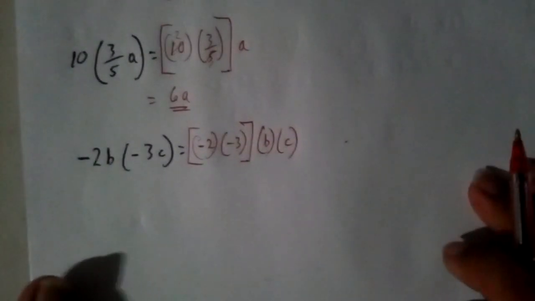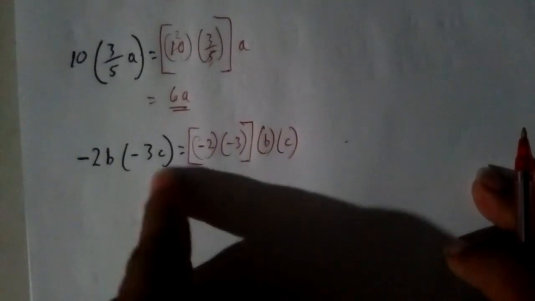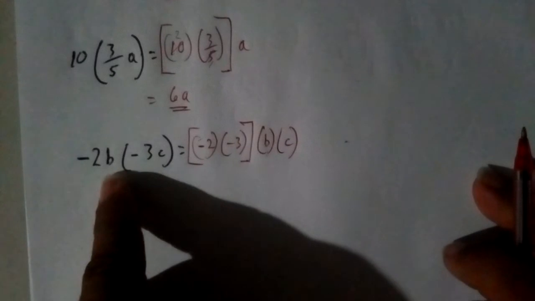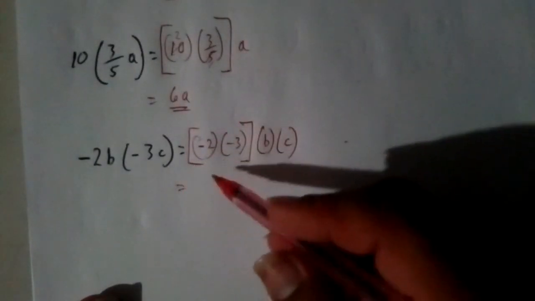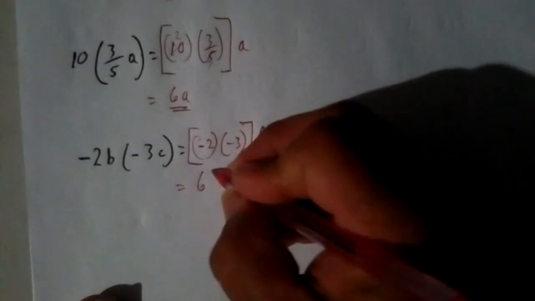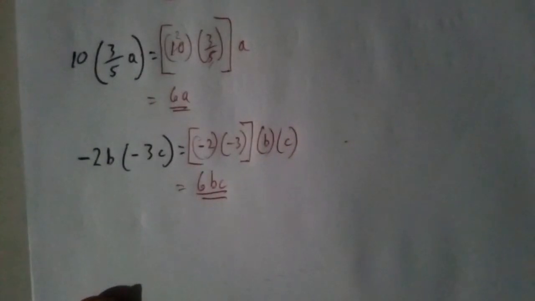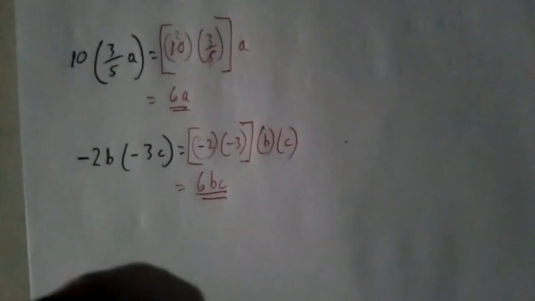Notice that I did not bring the negative sign with the b or the c. Why? Because it is the coefficient that holds that negative sign in these particular terms here. So now we proceed and we say negative 2 times negative 3, that's going to give me positive 6, and b times c is simply bc, and we finish with that. So again, remember the rules of multiplying integers.